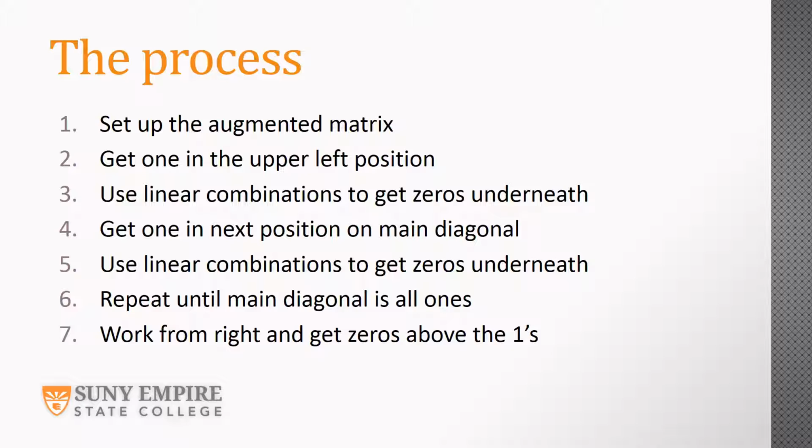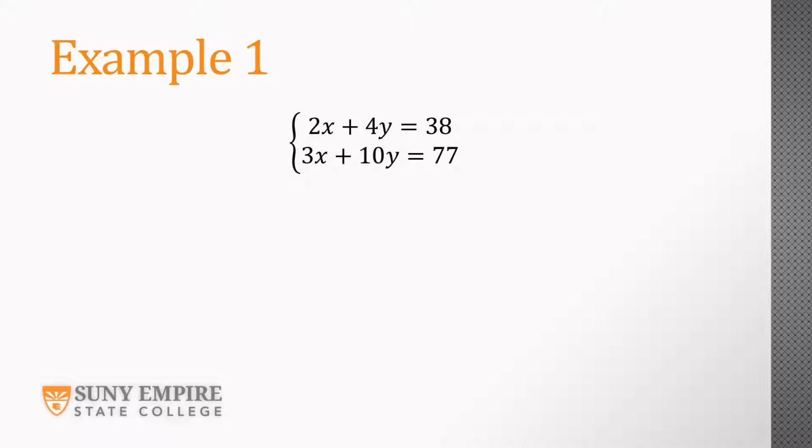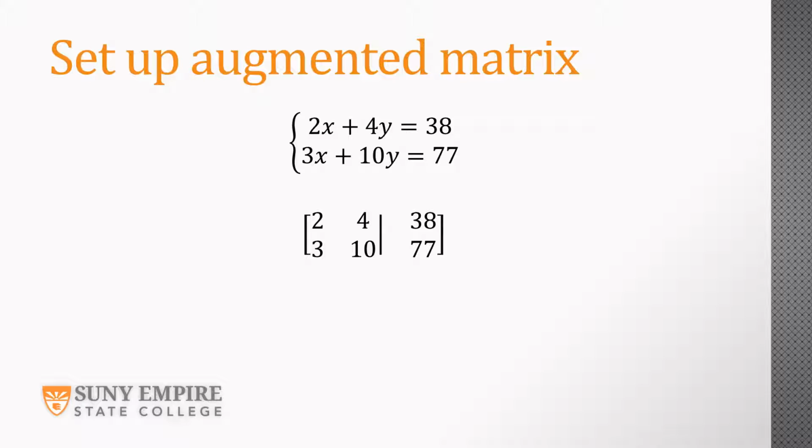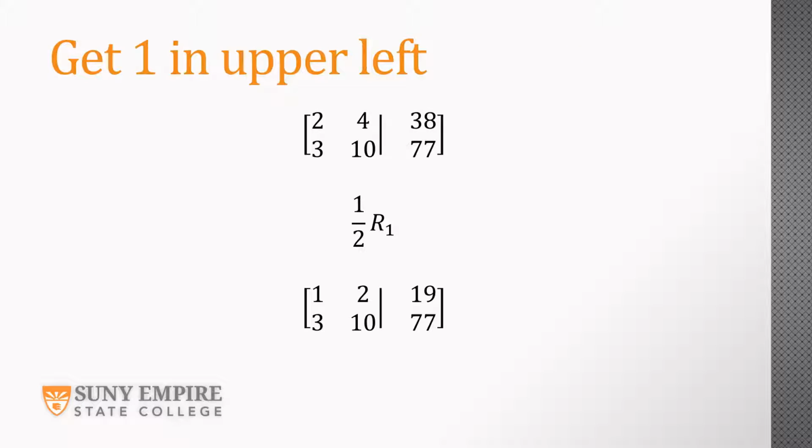Let's see an example. Suppose we want to solve the system of equations 2x plus 4y equals 38 and 3x plus 10y equals 77. First, we need to set up the augmented matrix. We put the coefficients on the left side and the constants on the right side of the vertical bar.